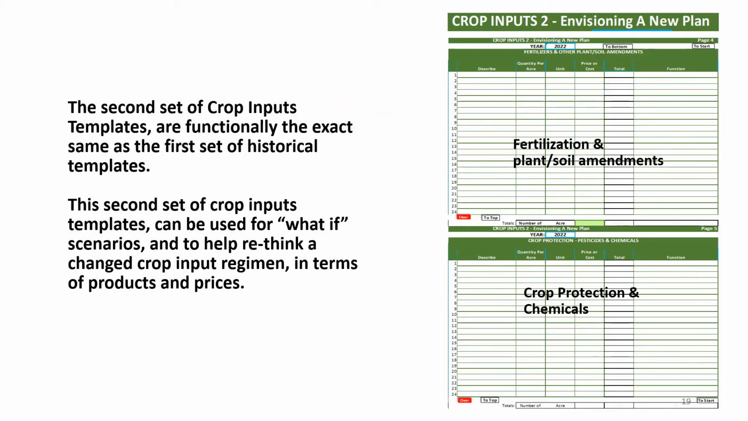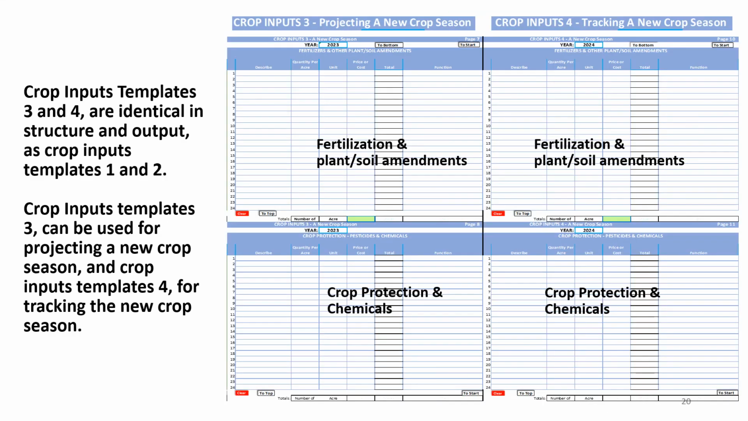The second set of crop inputs templates are functionally the exact same as the first set of historical templates. This second set of crop inputs templates can be used for what-if scenarios and to help rethink a changed crop input regimen in terms of products and prices. Crop inputs templates 3 and 4 are identical in structure and output as crop inputs templates 1 and 2. Crop inputs templates 3 can be used for projecting a new crop season, and crop inputs templates 4 for tracking the new crop season.